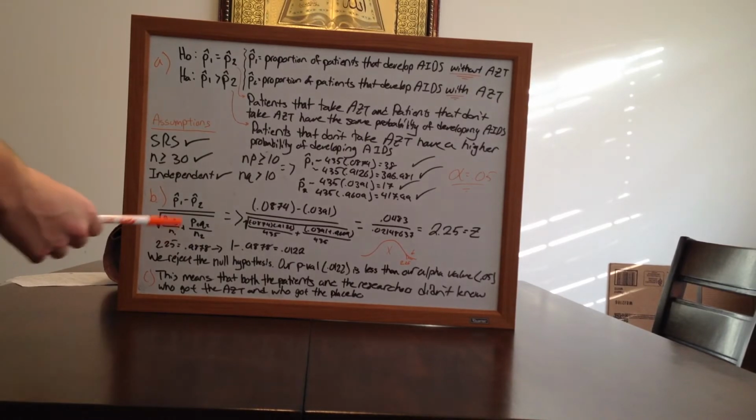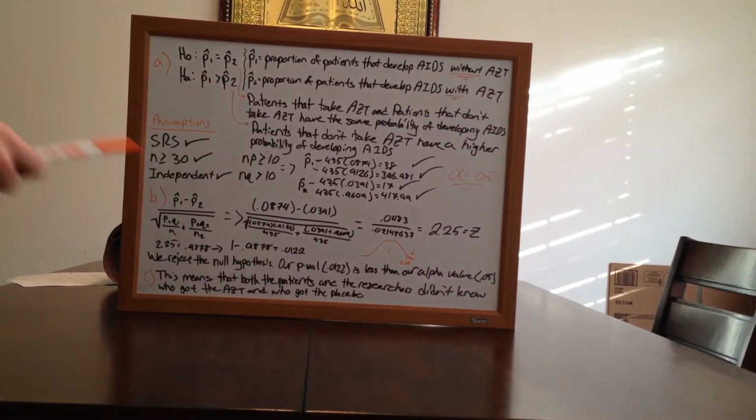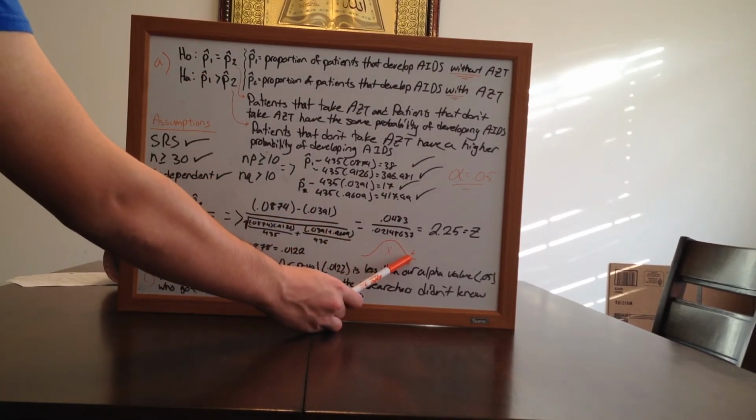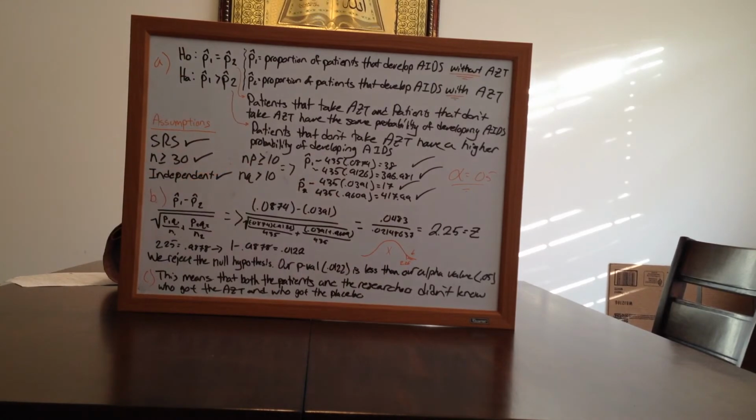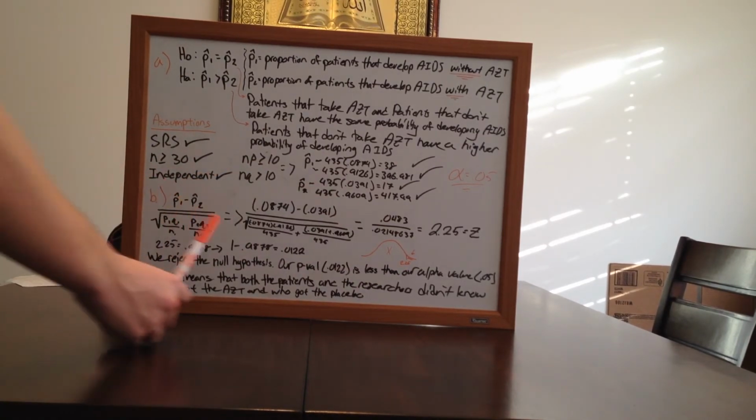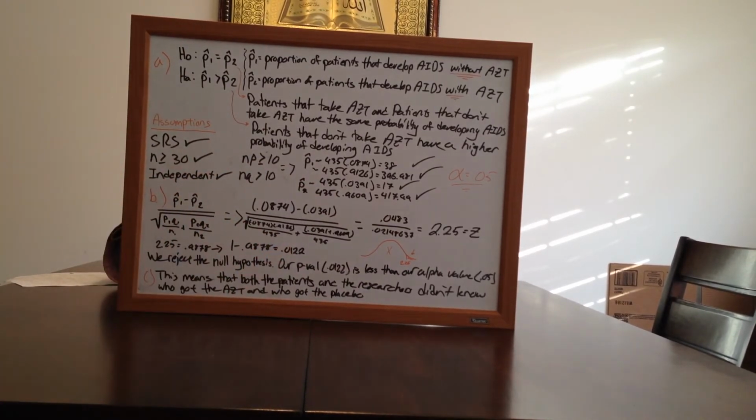So 2.25 equals 0.9878. But since we're looking for greater than, since we want the right side of the chart, we have to do 1 minus the probability that we got, which would equal 0.0122. So we can conclude this by saying we reject the null hypothesis. Our p-value, which is 0.0122, is less than our alpha value, which was 0.05.